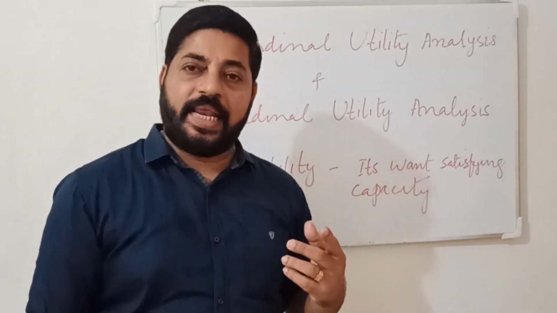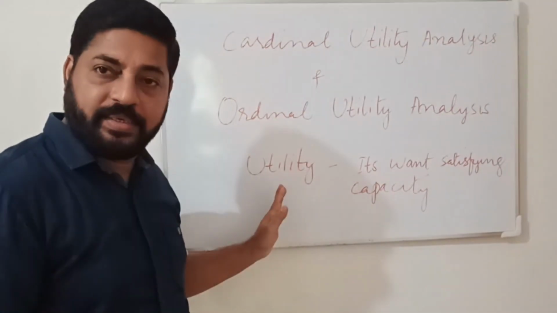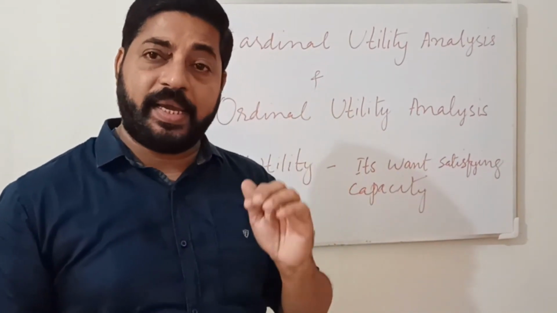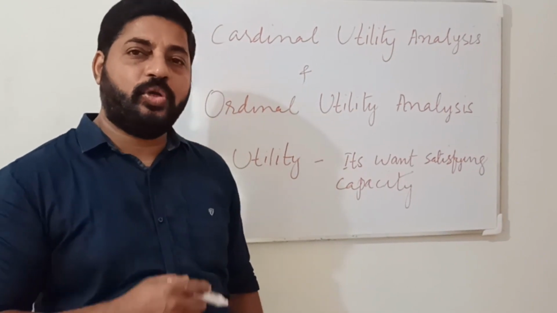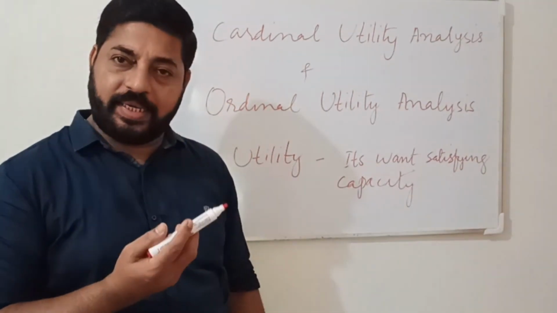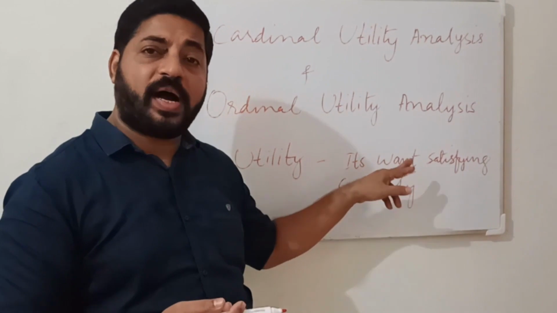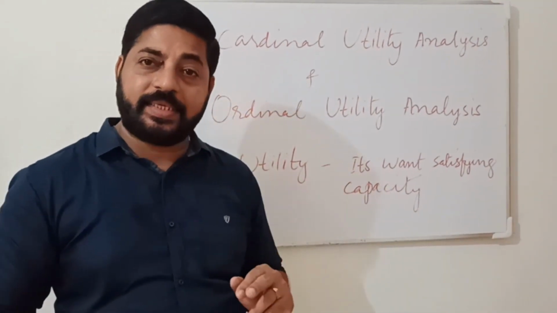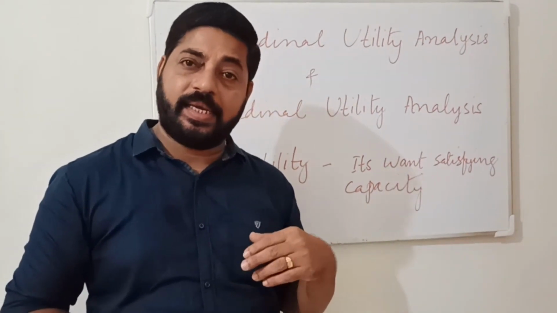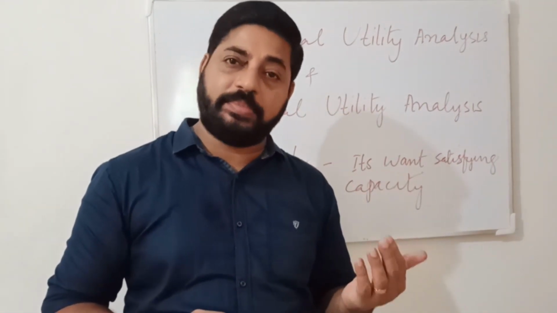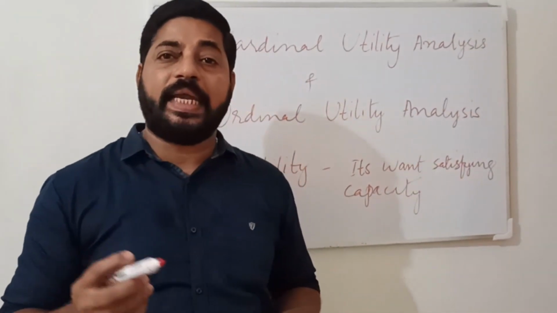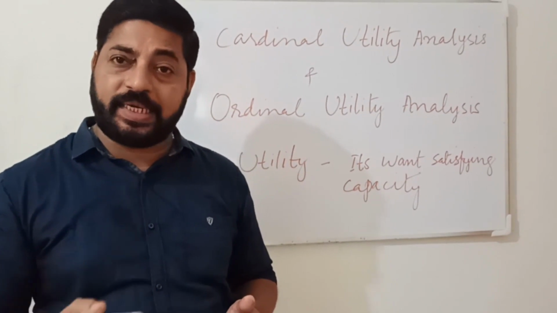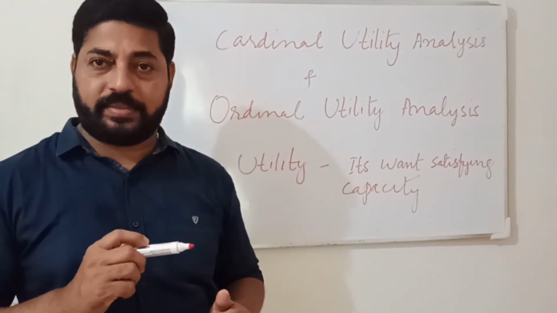Before that, let's see what is utility. Utility is the satisfaction derived from a commodity. Utility of a commodity is its want satisfying capacity. Utility is subjective. Let's see how utility is subjective. Different individuals can get different levels of utility from the same commodity.